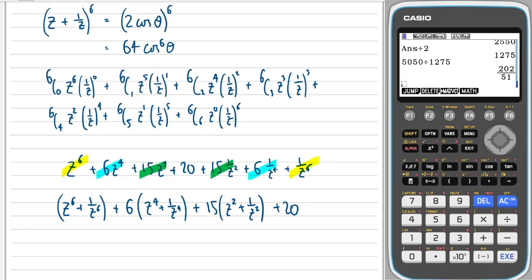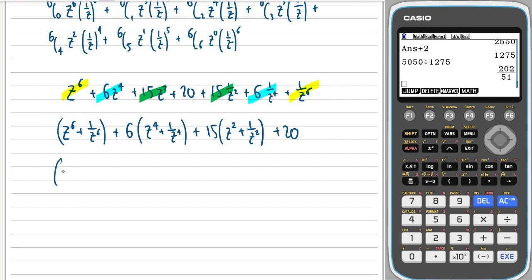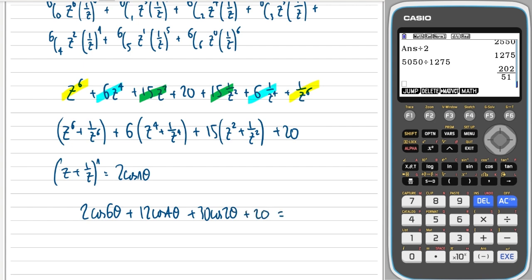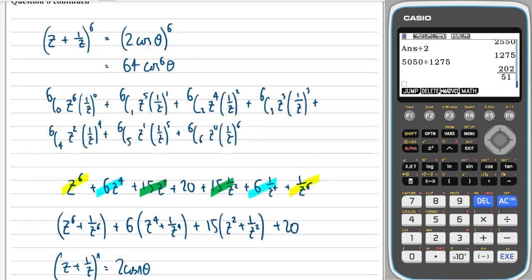And we know that z to the n plus 1 over z to the n is equal to 2 cos n theta. We can use this to say that this first term here is 2 cos 6 theta, and this is 2 cos 4 theta times 6, which is 12 cos 4 theta, and this is 2 cos 2 theta times 15, which is 30 cos 2 theta, and then plus 20, and all of this is equal to 64 cos to the power 6 theta. That's correct.